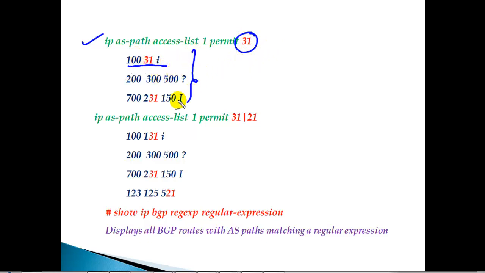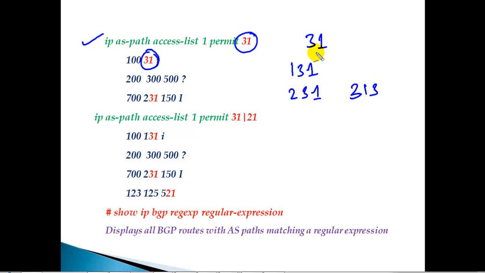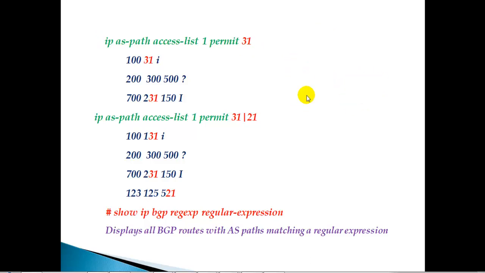Let's take an example. I got 3 examples here. It's going to match 31 here. It can be just 31, or it can be 131, or 231, or 313, something like this. So it's going to match all the occurrences of 31. It can be in any combination, like the example I listed here. In this example 31 matches here, and here also it matches.